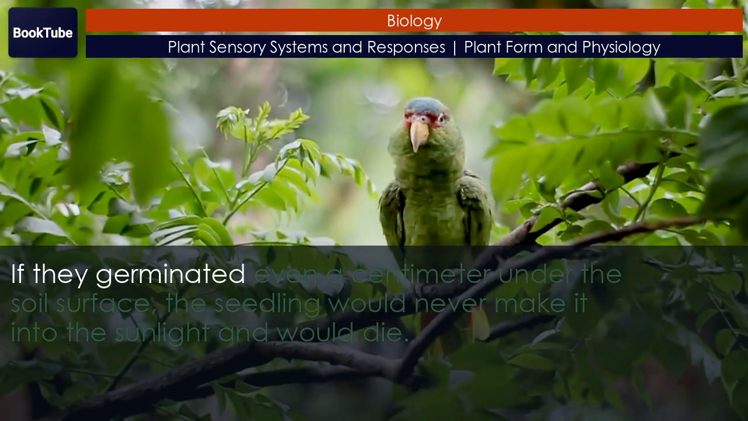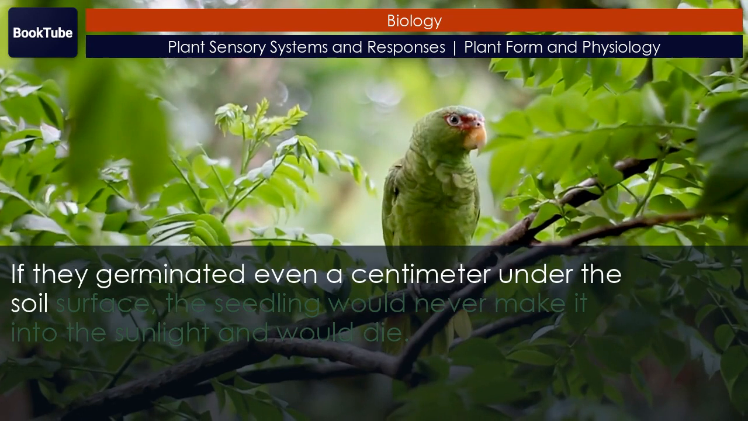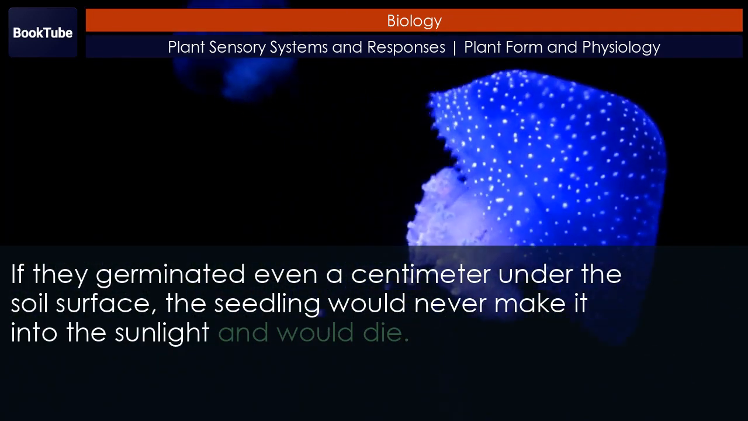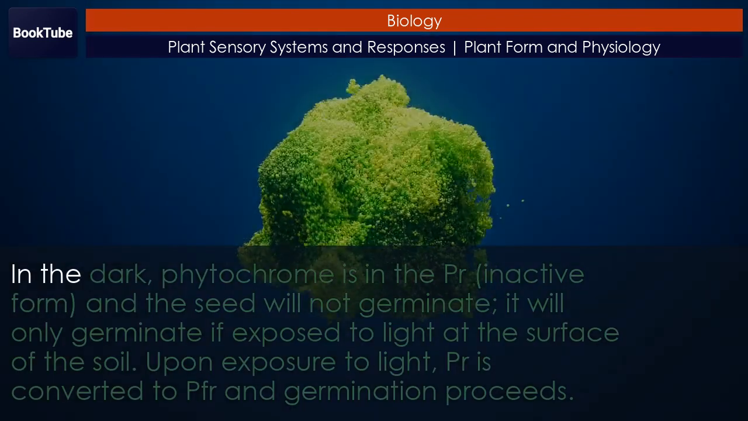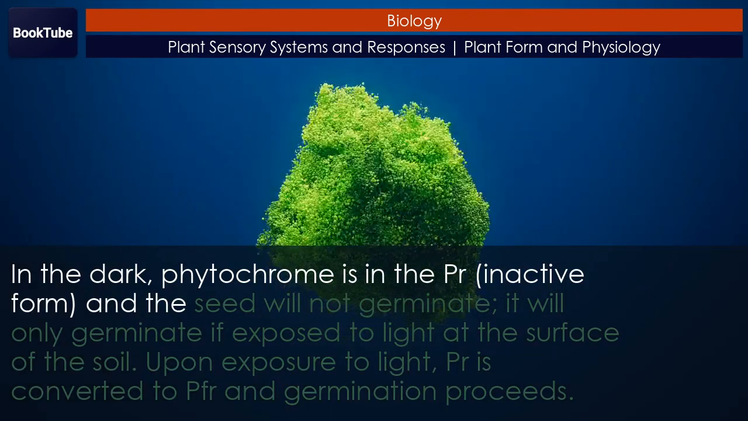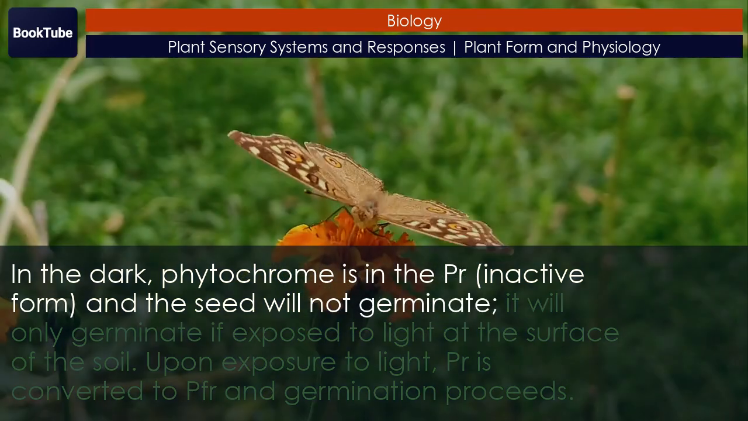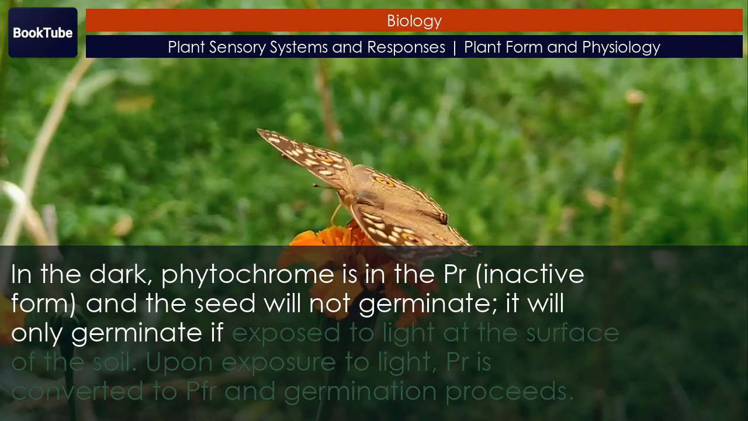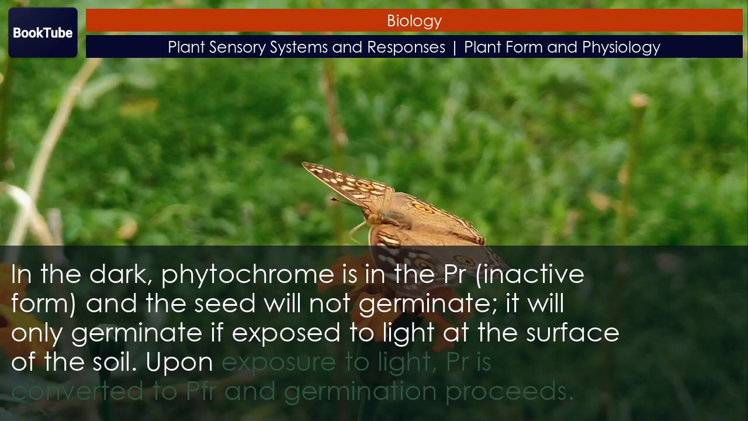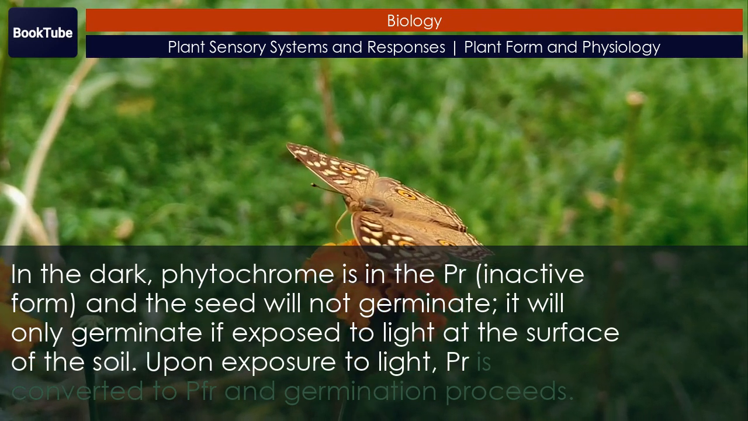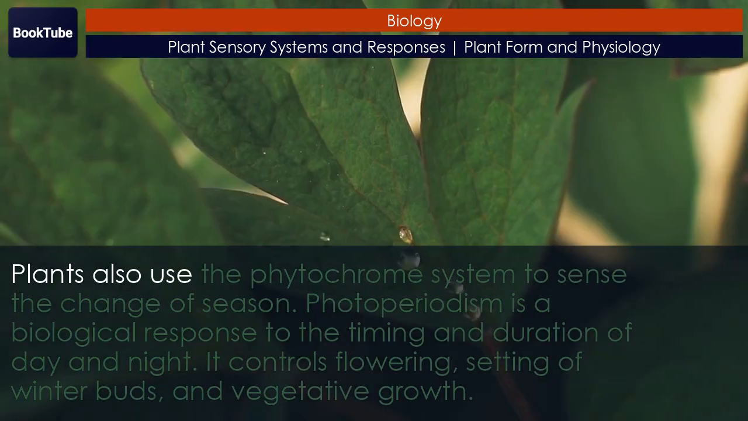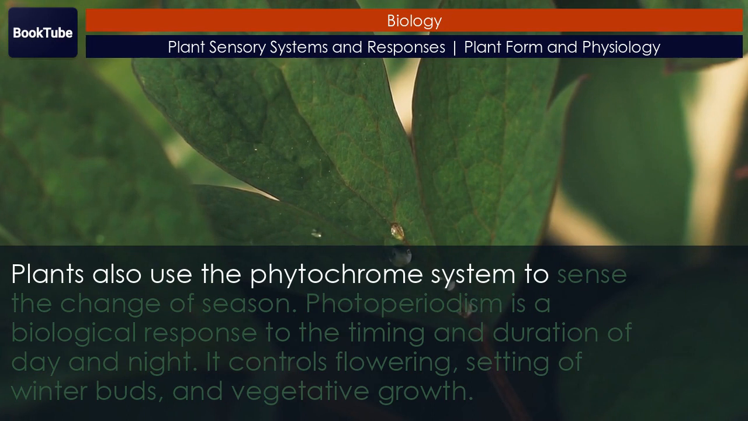If they germinated even a centimeter under the soil surface, the seedling would never make it into the sunlight and would die. In the dark, phytochrome is in the Pr inactive form, and the seed will not germinate. It will only germinate if exposed to light at the surface of the soil. Upon exposure to light, Pr is converted to Pfr and germination proceeds. Plants also use the phytochrome system to sense the change of season.